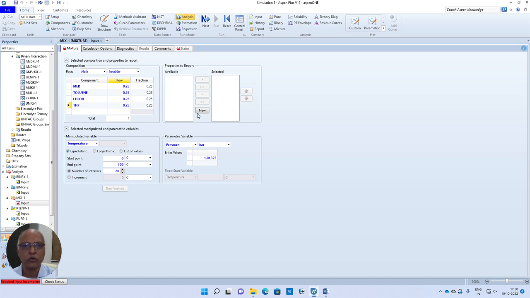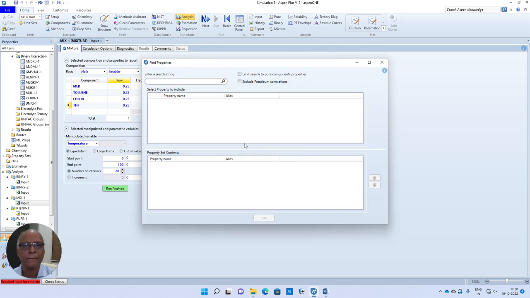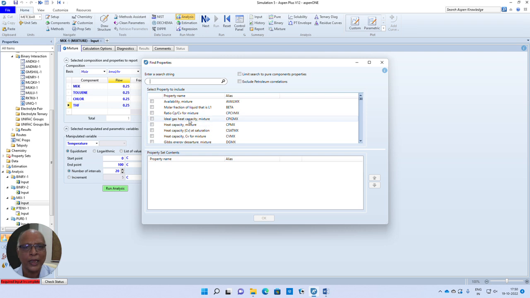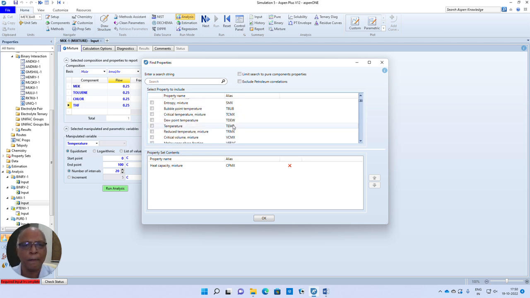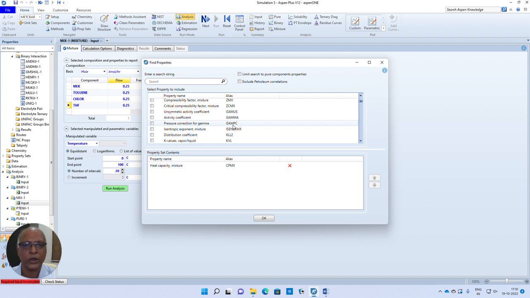Now, what is that you would like to calculate? So the properties that you want to evaluate for this mixture as a function of temperature and pressure need to be defined. Say here, it says property set 1. So you will have to select the required properties. For example, ideal gas heat capacity of the mixture, heat capacity of the mixture. Let me select this. Right? And then probably let us say thermal conductivity or viscosity. You can pick up whatever values you want.